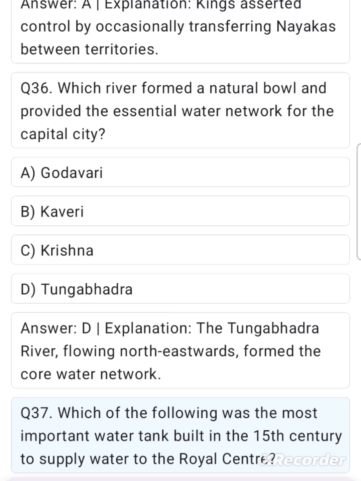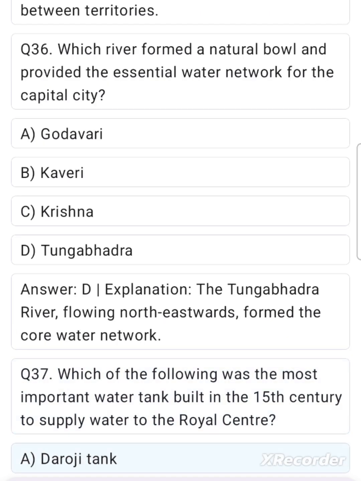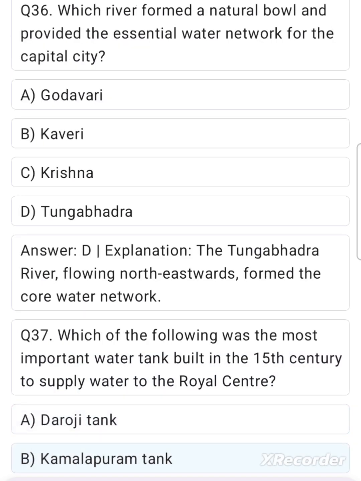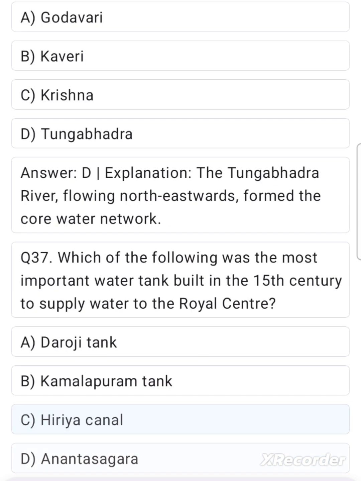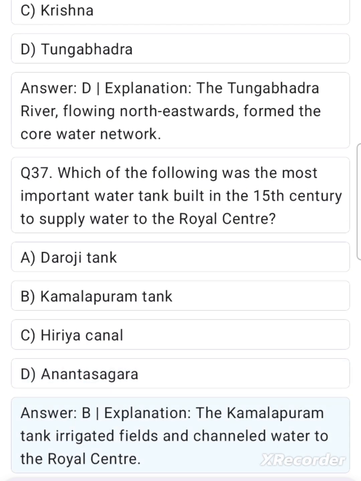Which of the following was the most important water tank built in the 15th century to supply water to the royal center? A. Daroji tank. B. Kamalapuram tank. C. Hiriya Canal. D. Anantasagara. Answer: B. Explanation: The Kamalapuram tank irrigated fields and channeled water to the royal center.